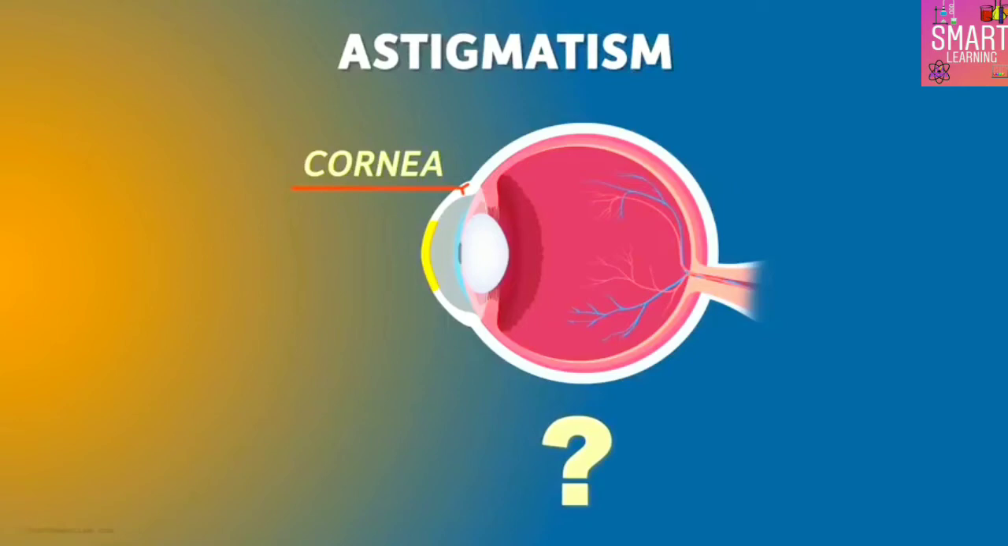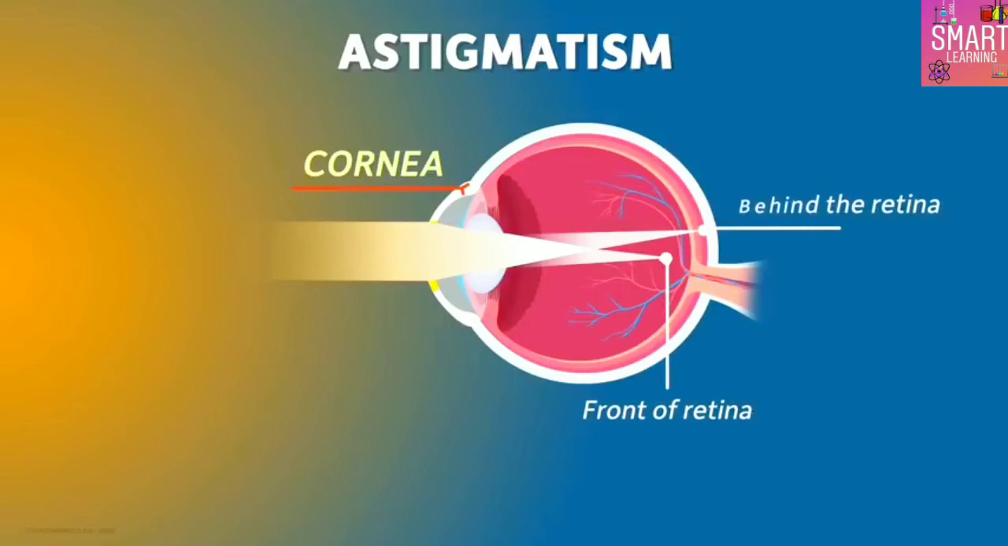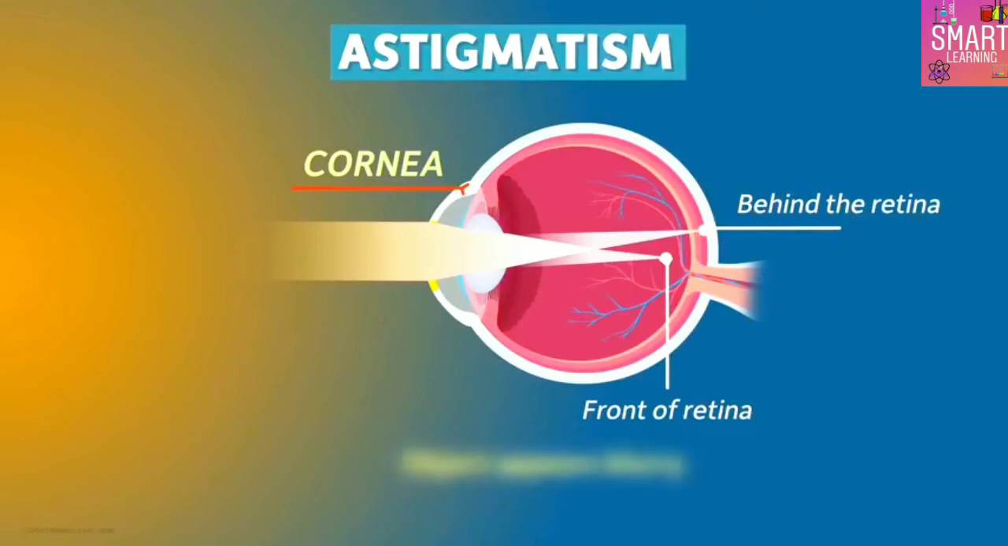What happens when the person is suffering from this condition? In this condition of the eye, all the light is not focused at one point. In fact, it is focused at more than one point. And the second point could or could not be on the retina. It may lie in front of or behind the retina. Astigmatism also results in the object appearing blurry.